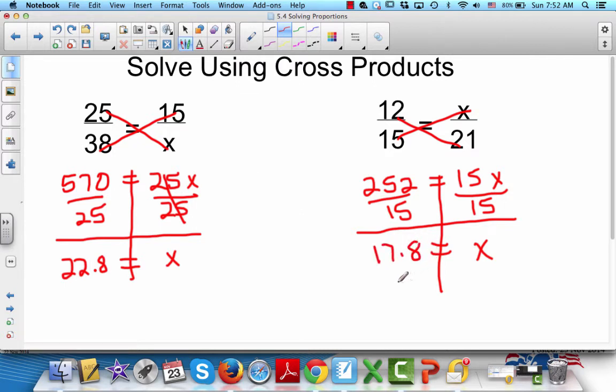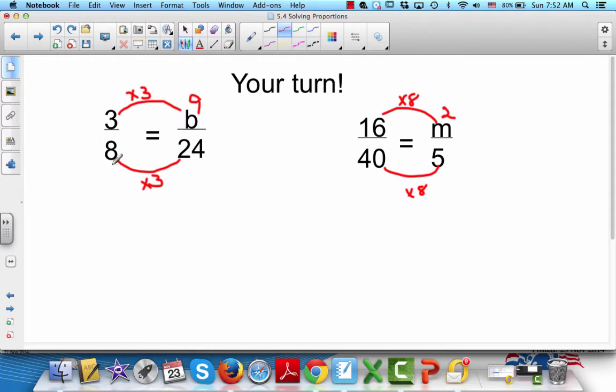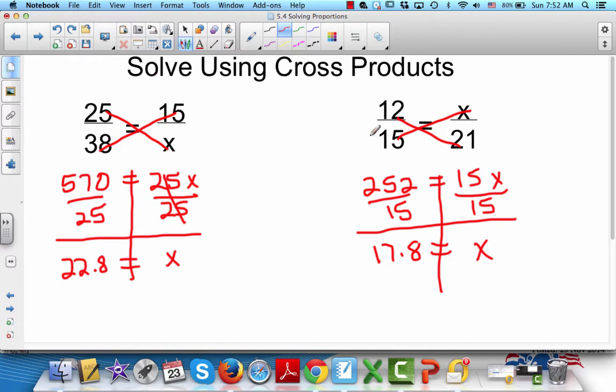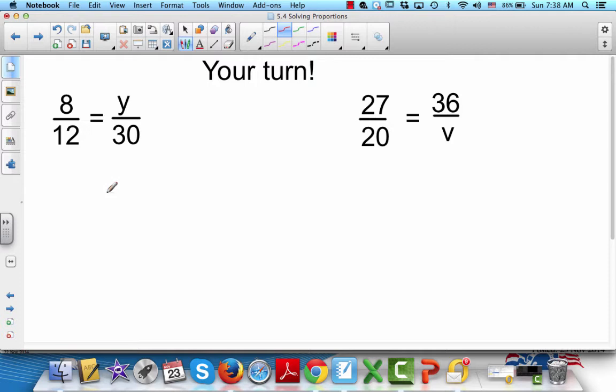Okay? So, once again, using cross products, the reason you do this is because you can't do it mentally. Because you can't look at this and go, okay, what do I multiply 15 by to get 21? That's not an easy thing to do. If you come back over here and look at this and you see 8 and 24, it's easy to look at 8 and 24 and go, oh, I multiply by 3. If you can do that, that's the easiest way to solve the problem. If you can't do that, then you use cross products. Okay? All right. Work these two, and let's see how you do. Oh, I rhymed. Pause the video.